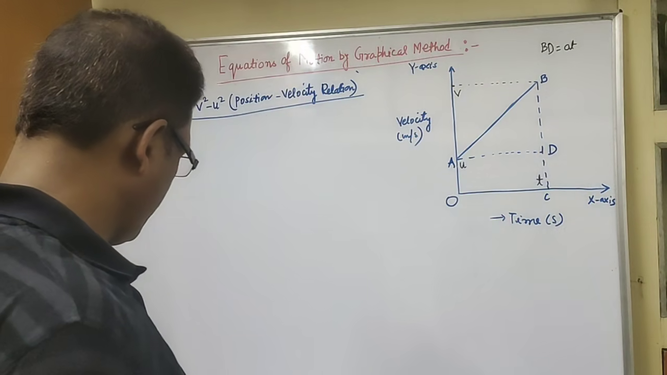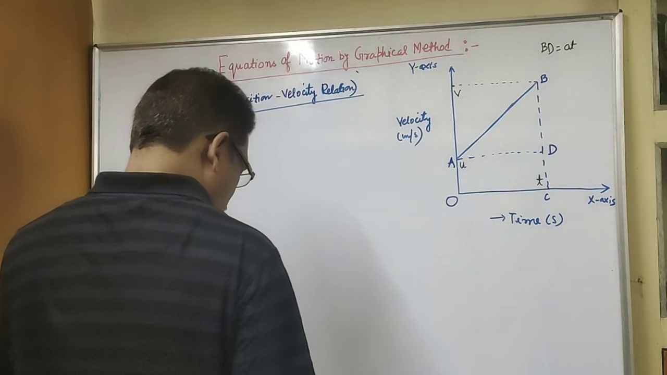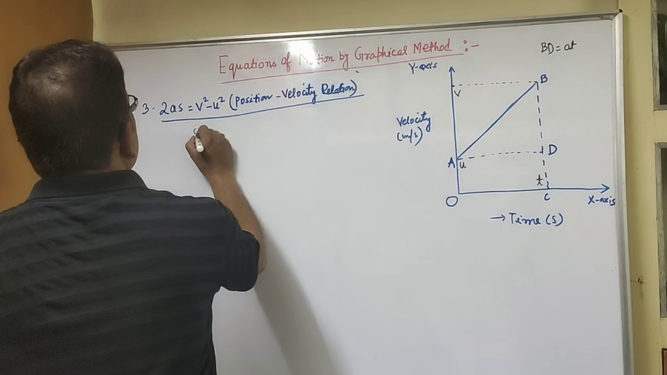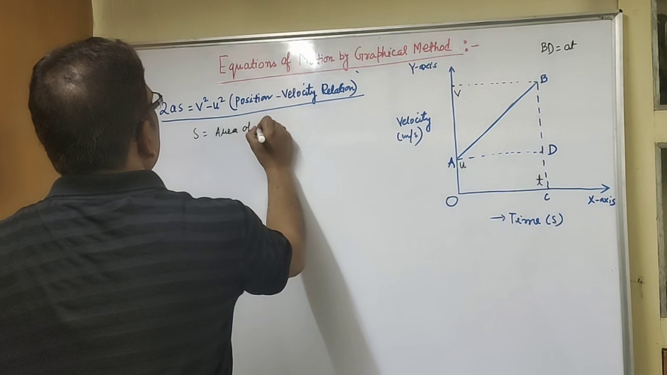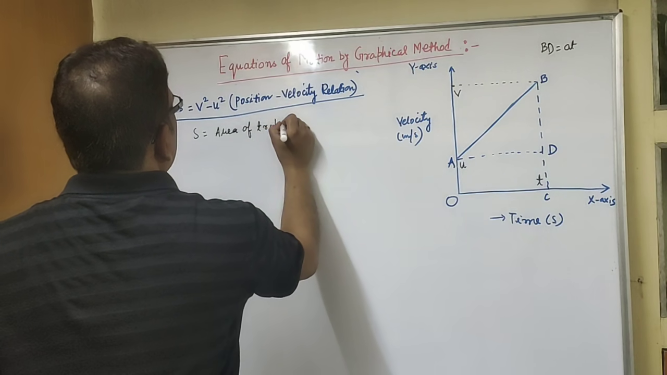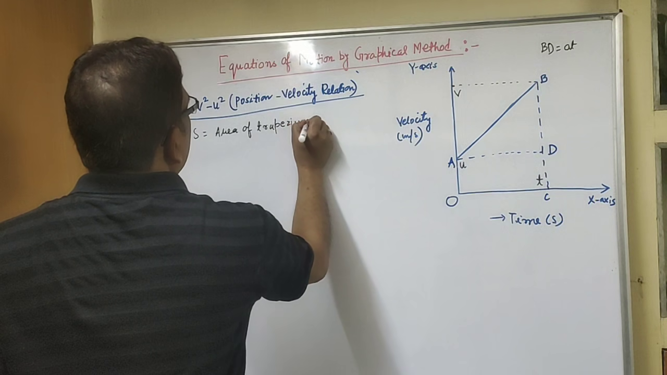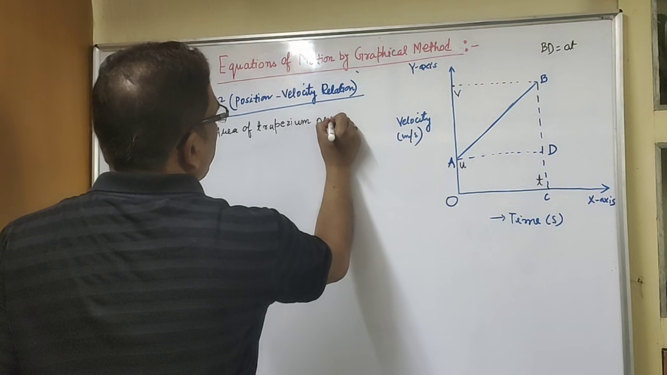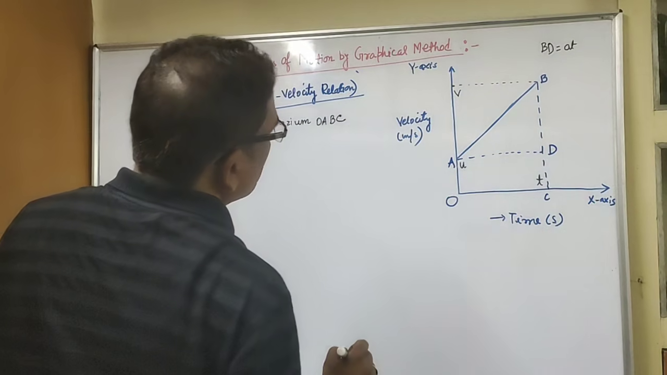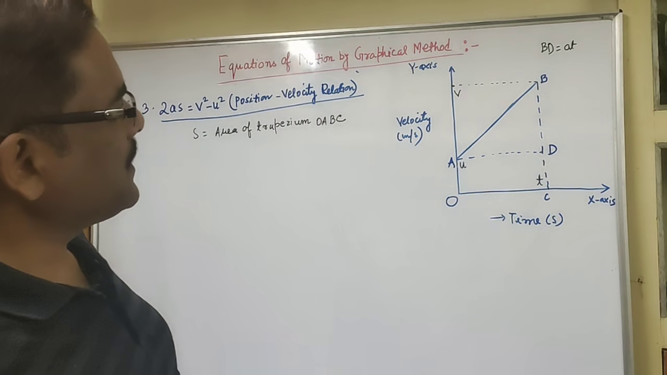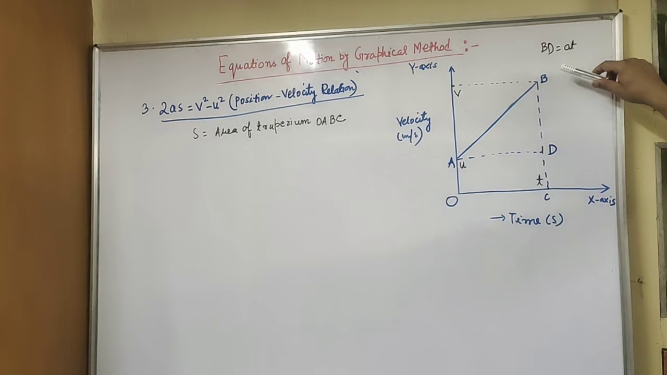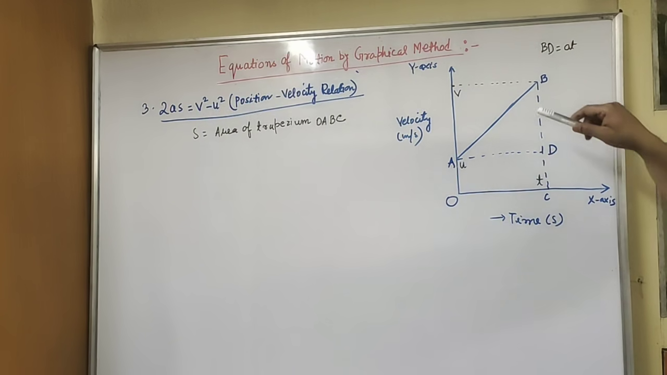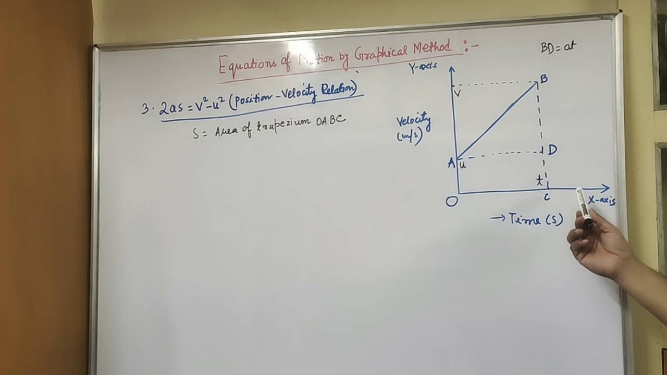So here we are writing S is equal to area of trapezium OABC. OABC is a trapezium also. OA and BC are the parallel sides, and AD or OC you can say the perpendicular distance between them.